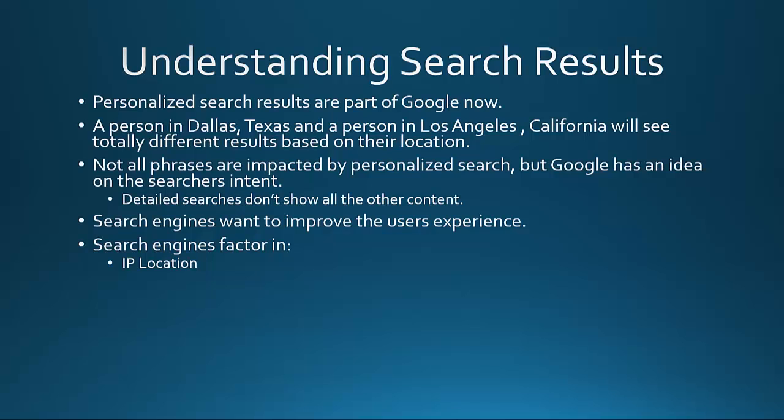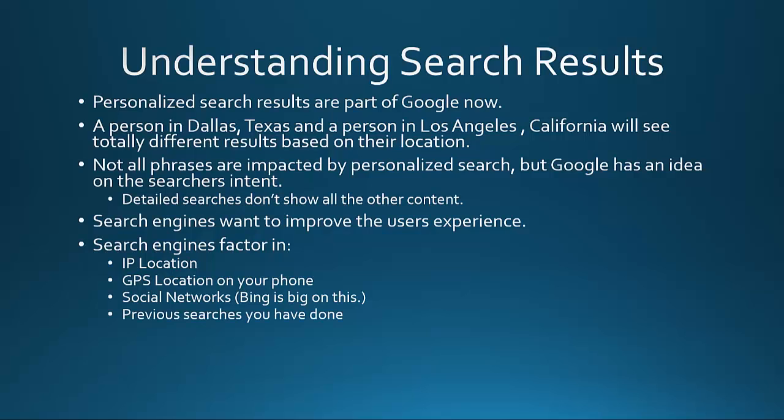Where are people actually searching from? GPS location on your phone if you have that feature turned on. Social networks. Bing is really big on this, the Bing search engine, not as much Google, but they will actually let you know, like, hey, here's websites that your friends recommended or that your friends have recently visited or that your friends have talked about recently. That will actually play into understanding search results. Google can actually incorporate that with Google Plus. Bing will actually do that with Facebook and Twitter and other elements.